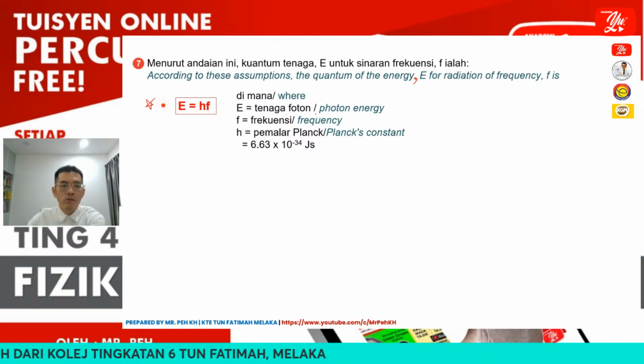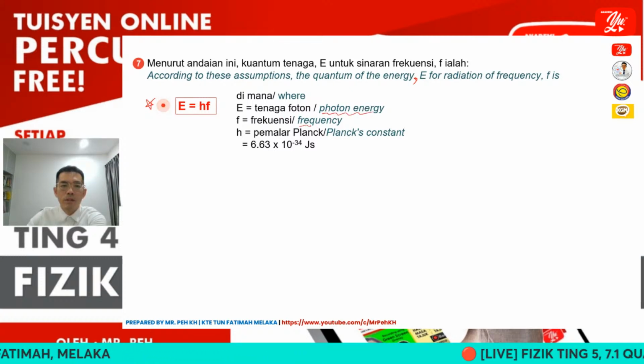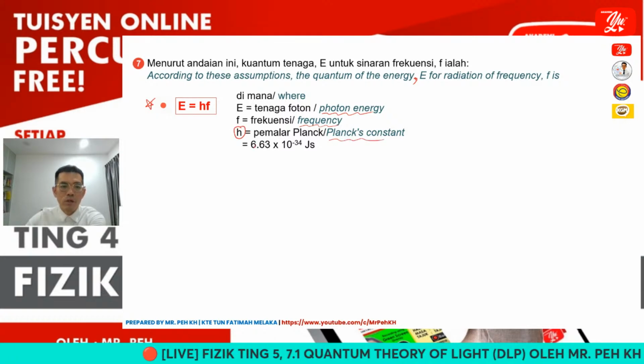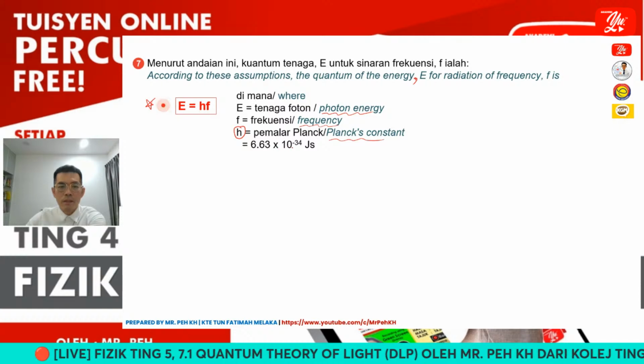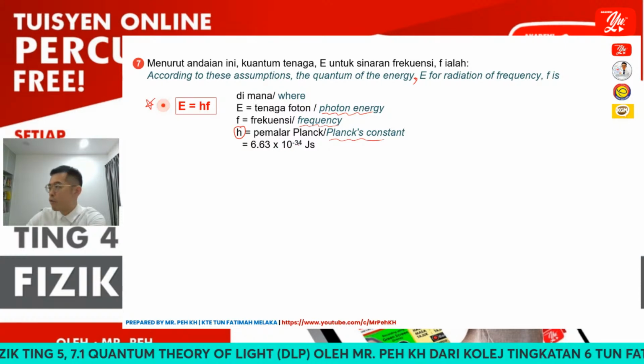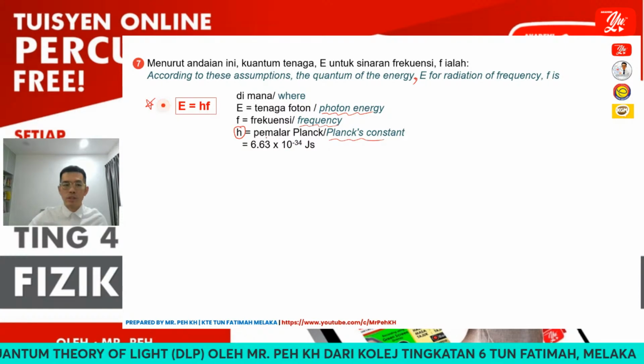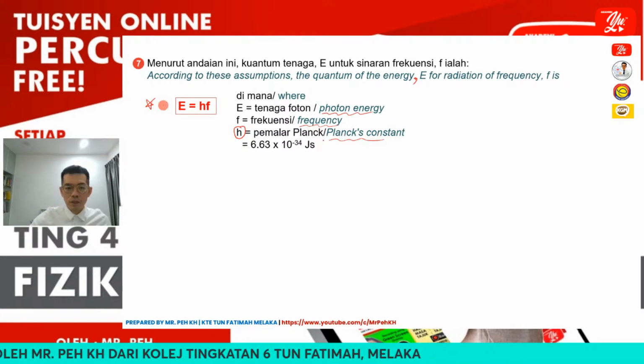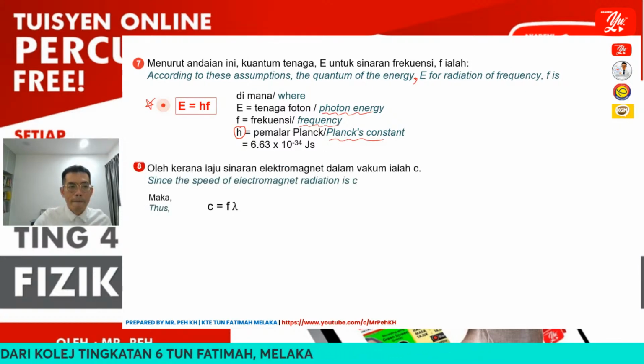So E will be the photon energy, F will be the frequency, then H will be represented as the Planck constant with a value of 6.63 times 10 power negative 34 joule second. So the value for H, the Planck constant, is fixed with this value.